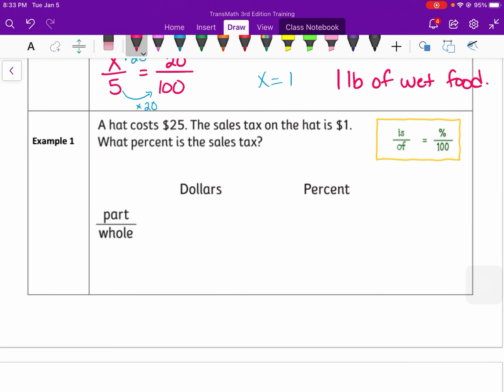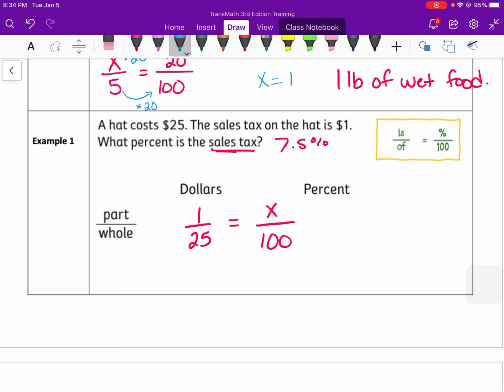Okay, we're going to solve a few more percent problems. First example, a hat cost $25. The sales tax on the hat was $1. What percent is the sales tax? So in North Dakota, you pay 7.5% sales tax. That's just a fun fact for you, on almost everything except for food. So this one, the hat costs $25, so that is our of, and $1 is our is. That's our part over our whole. I want to figure out the percent, and then it's over 100. So I want to know $1 is what percent of 25.